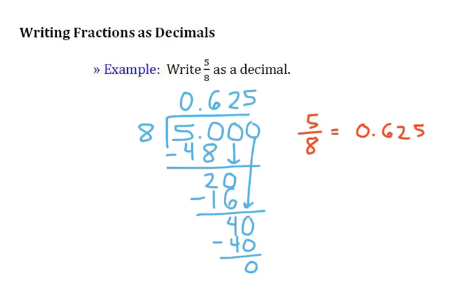Some fractions, like 1/3, will have decimals that go on and on and on, so oftentimes you'll be told to round to a certain place value.